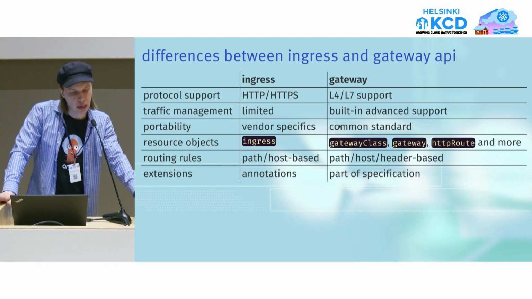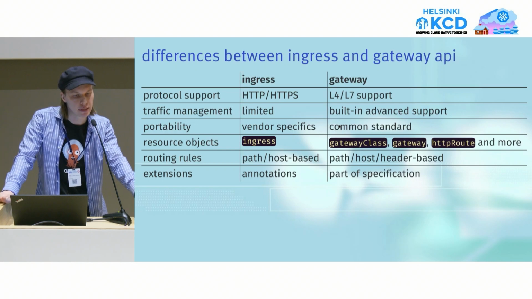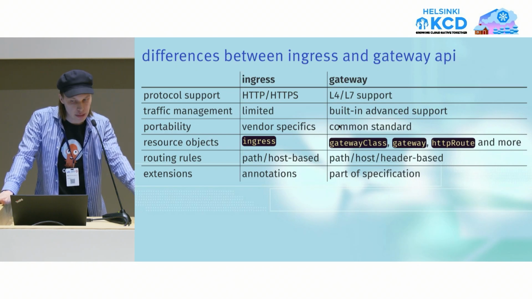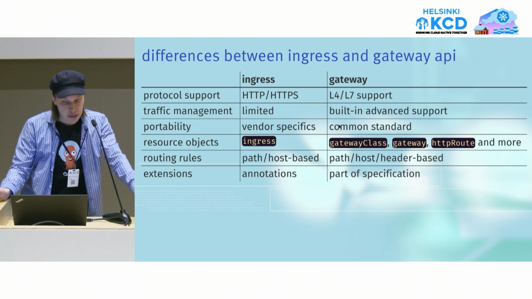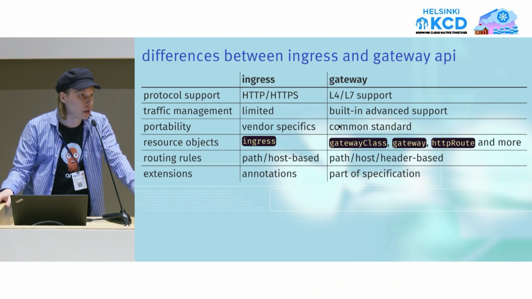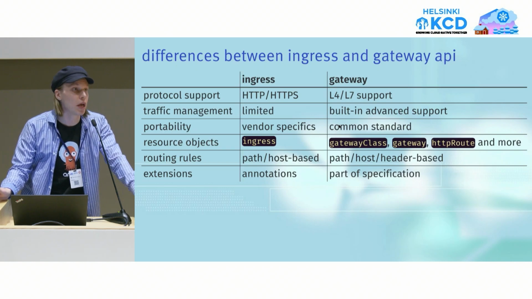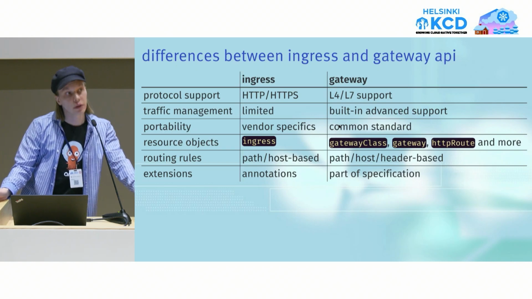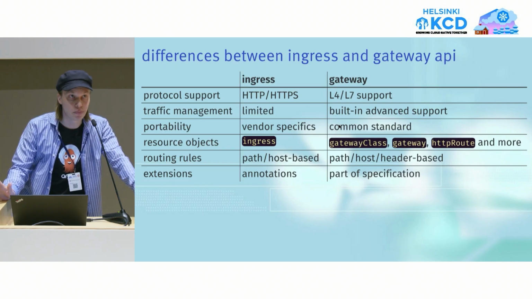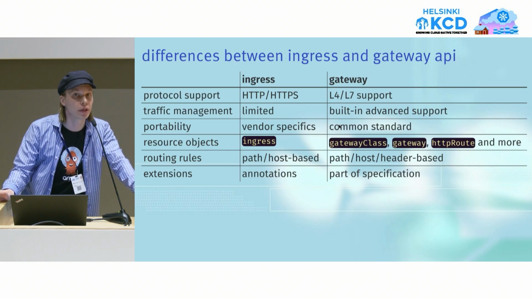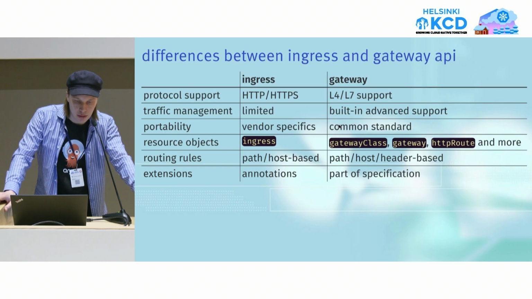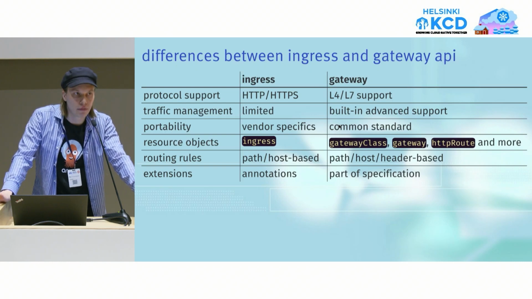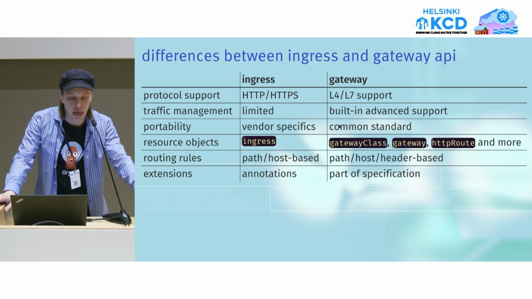And now a little bit more about differences between Ingress API and Gateway API. So, protocol support. Ingress only supports HTTP, HTTPS traffic. You can do some TCP routing, UDP routing, but it's with workarounds. But for Gateway, you have L4, L7 covered.